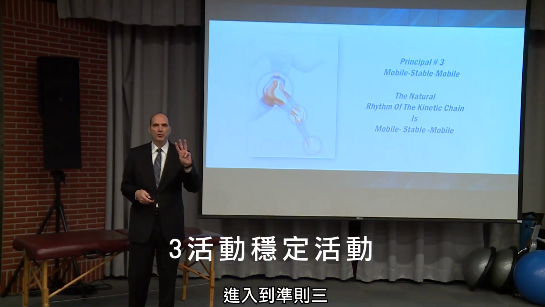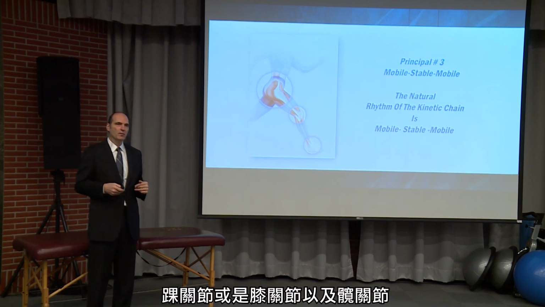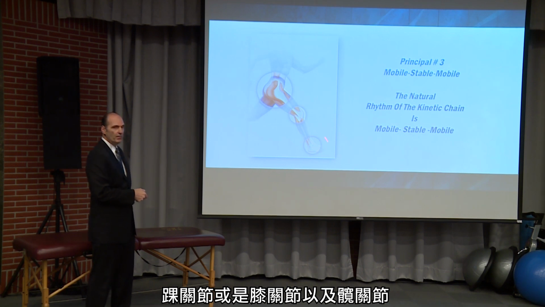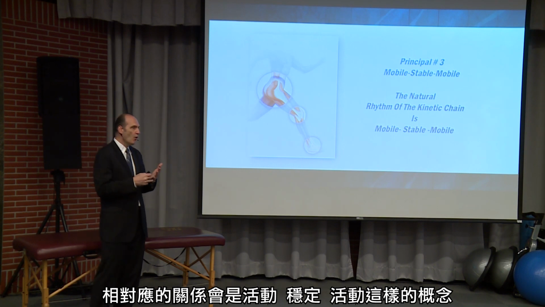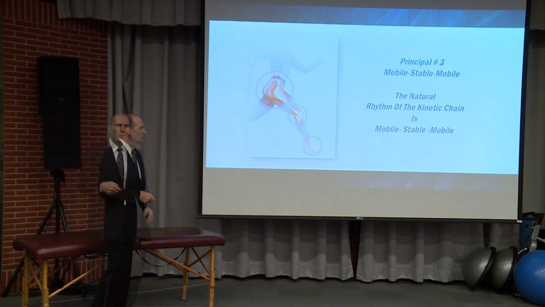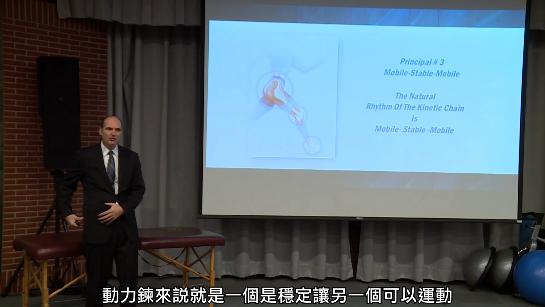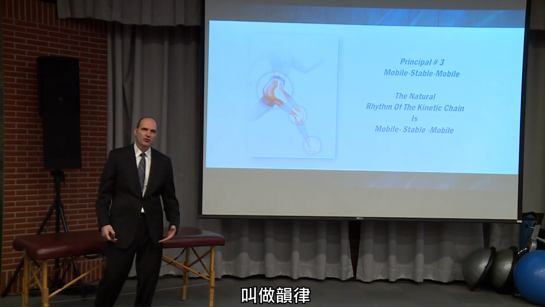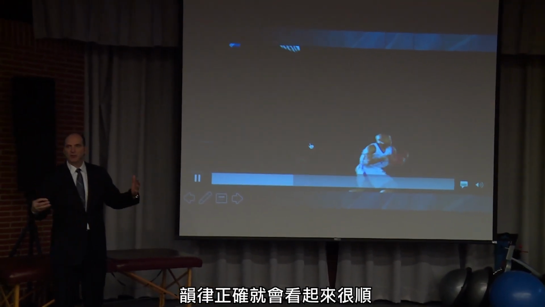So now we're up to principle number 3. Principle number 3 is the principle that Greg taught me from his observations in athletic training. As we move up the chain and the body absorbs this kinetic energy, it always does so in a mobile, stable, mobile pattern. One joint along the kinetic chain, one segment, has to be stabilized so the ones above it and below it can move. We call this the rhythm of the kinetic chain. It has a rhythm. If the rhythm is correct, it's going to look smooth and graceful.